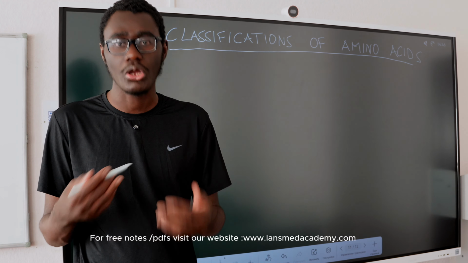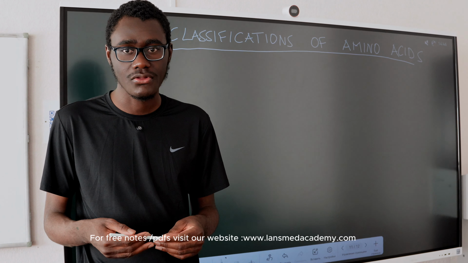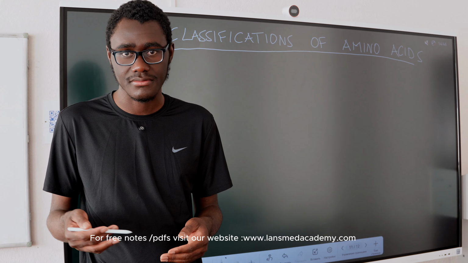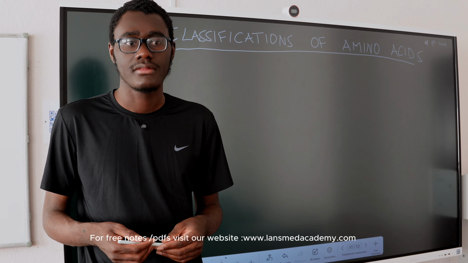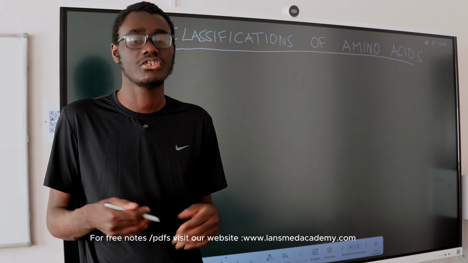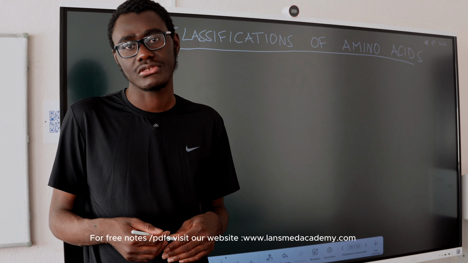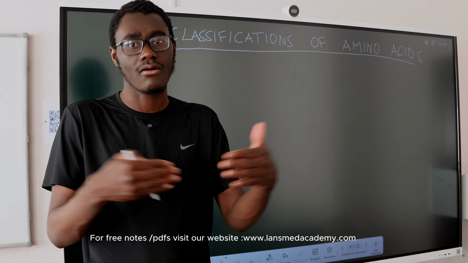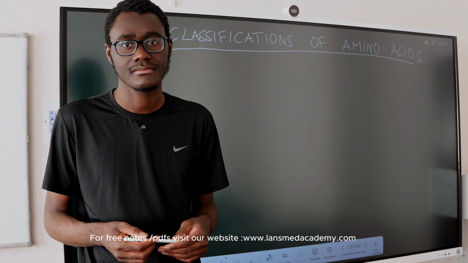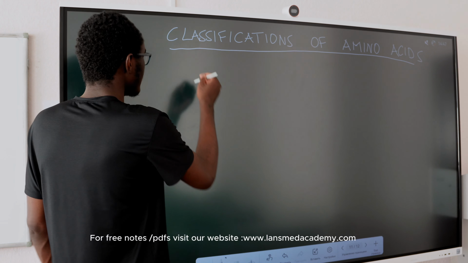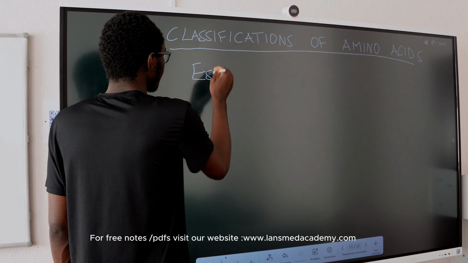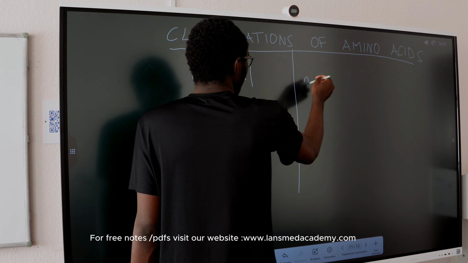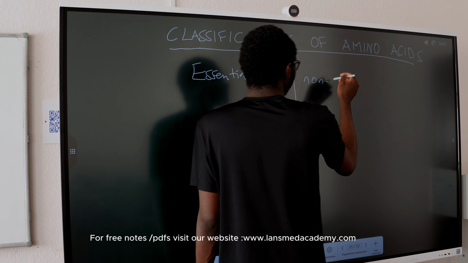Then we have non-essential amino acids. Non-essential means we don't need to take them from the environment or from food. The essential amino acids that we have already taken can be used to synthesize these ones, or they can be interconverted from other sources. So we have essential amino acids and we have non-essential amino acids.